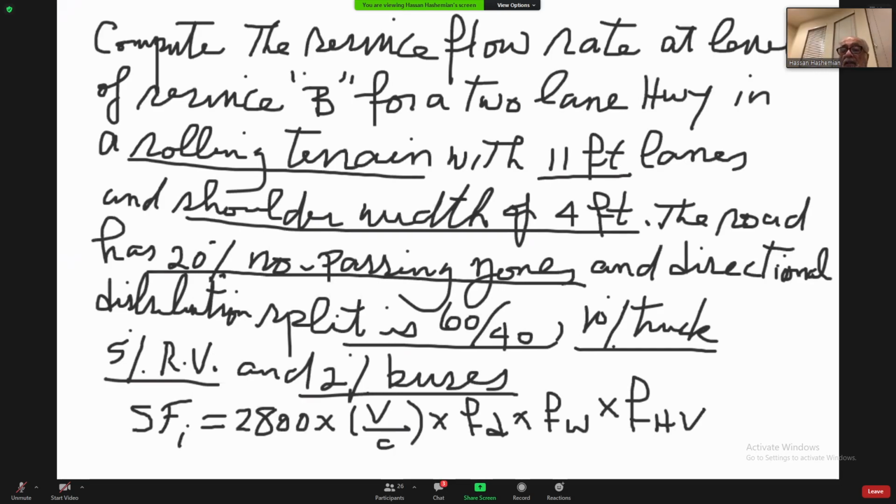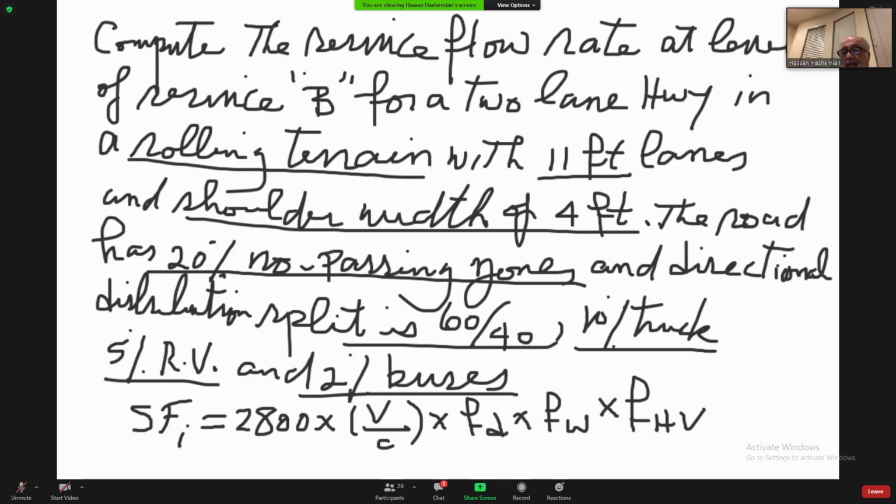Okay. Now, what do we need to do? We need to know what is the V over C. We need to know what's the FD. We need to know F sub W. We need the F sub HV. So what's the V over C? V over C is volume over capacity. Capacity is the maximum number of cars that can go through a freeway. And volume is the number of cars that's going. So you might have a capacity of 1,000, but only like 100 is going right now. So your V over C will be 100 over 1,000. So that will be 0.1.